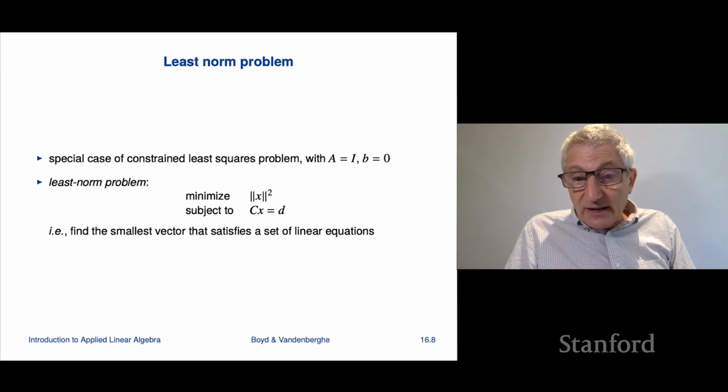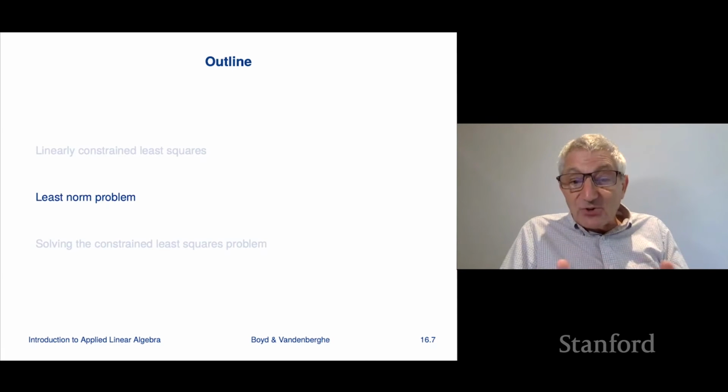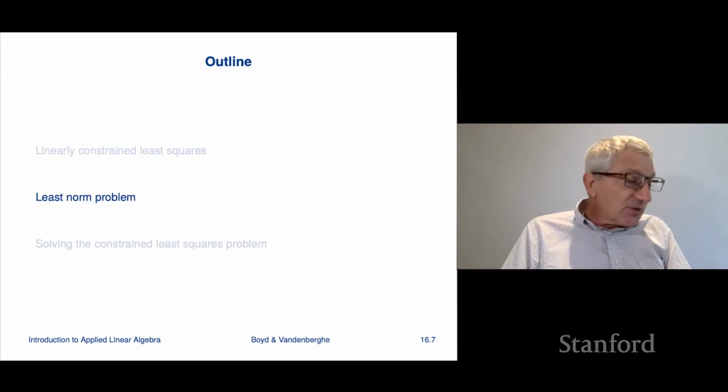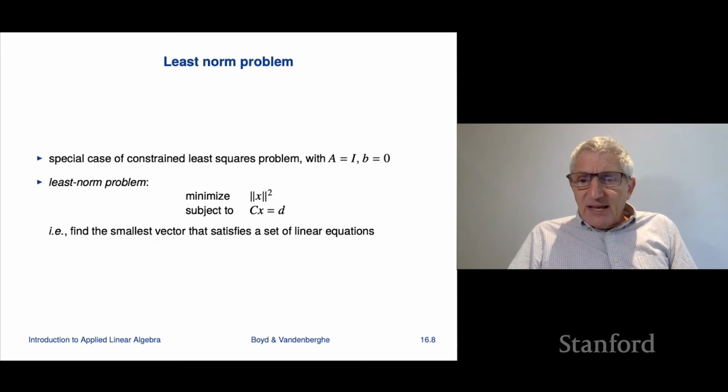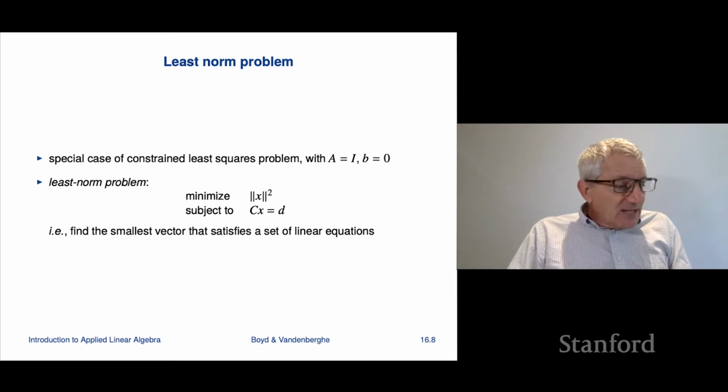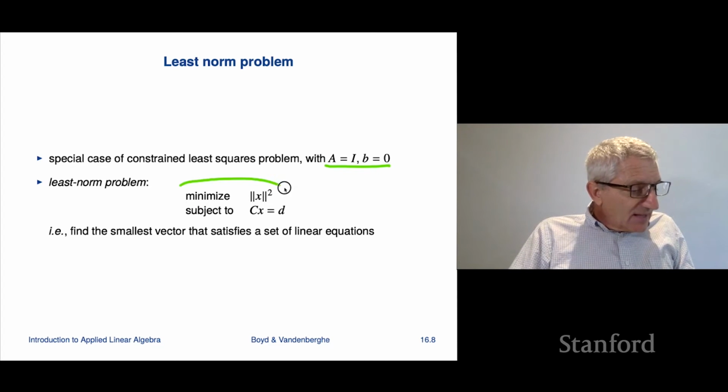Before we jump into how you solve it, we want to look at a special case, which is actually fairly important. It's called the least norm problem. It's just a special case when A equals I and B equals 0. And so basically the problem looks like this.